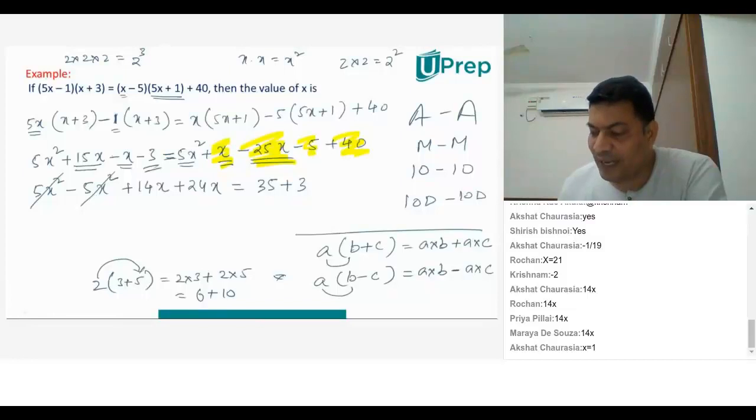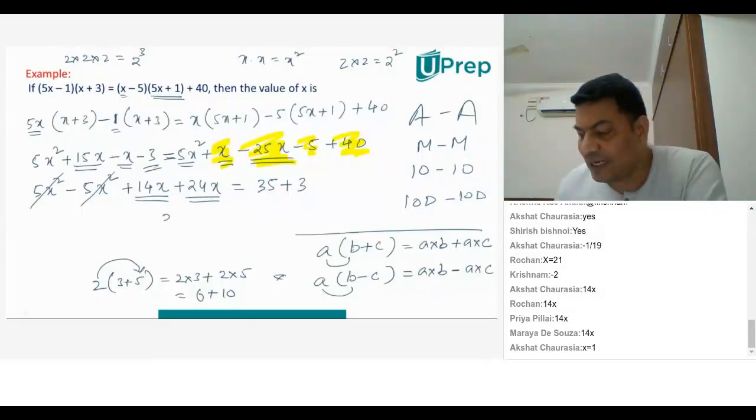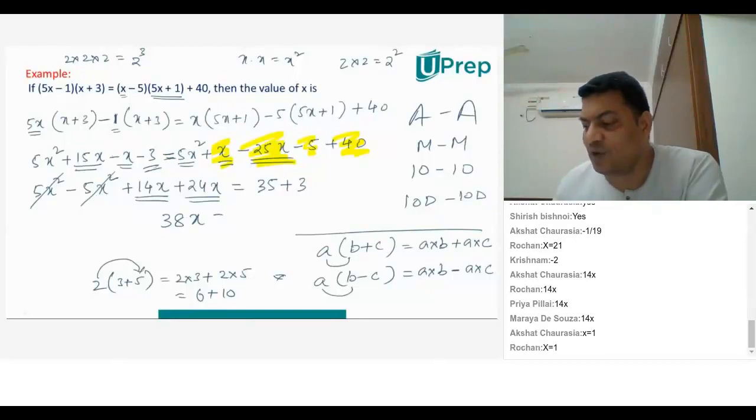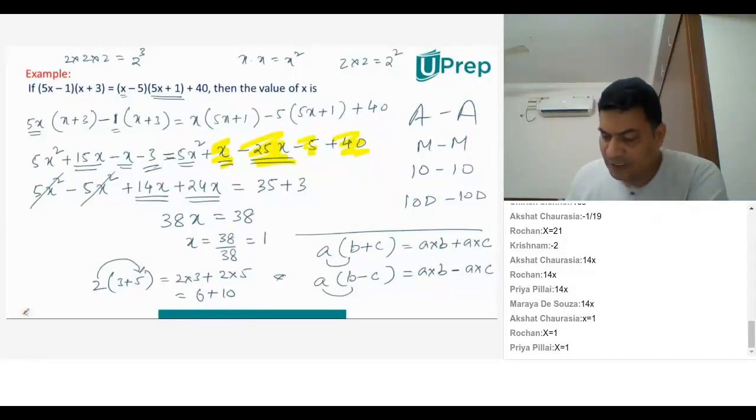You have 24x plus 14x. It's like 24 apples plus 14 apples. That will be 38 apples. That is 38x. Your 38x on your left hand side is equal to 35 plus 3, which is equal to 38. Therefore, your x value is 38 divided by 38. So 38 divided by 38 is equal to 1. Okay, so that's your answer.